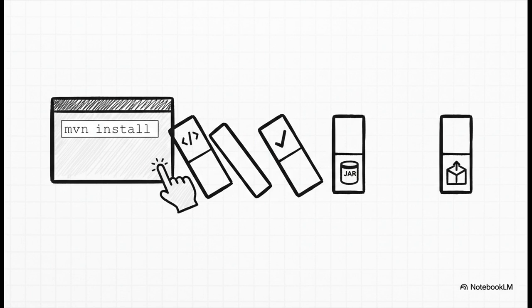You don't have to run these one by one. You just run a single command, like mvn install. And when you do that, Maven is smart enough to run every single phase in order, right up to install. One command to compile, test, package, and install your project. That is the power of a standardized lifecycle.